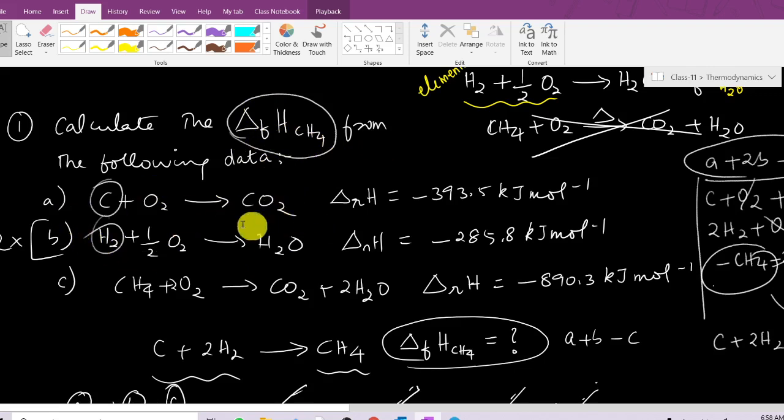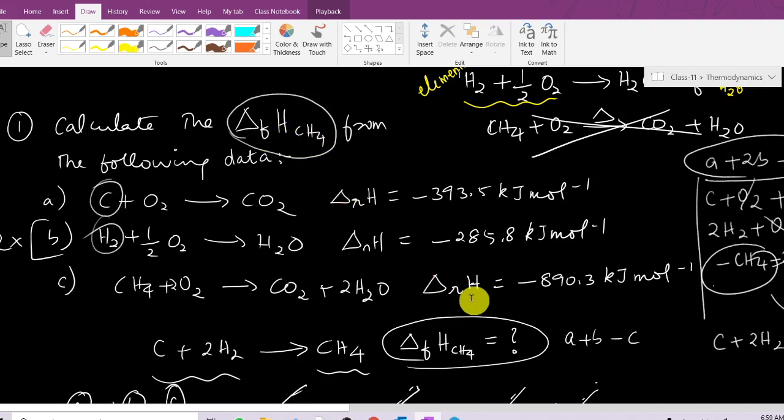So they'll give you some equations like this. First reaction A: C plus O2 gives CO2. The enthalpy change associated with this reaction is minus 393.5 kilojoules per mole. And the second reaction, H2 plus half O2 gives H2O. The enthalpy change associated with this reaction is minus 285.8 kilojoules per mole. Then the third reaction is methane plus 2O2 gives CO2 plus 2H2O. The enthalpy change associated with this reaction is minus 890.3 kilojoules per mole. So from these three data you have to calculate the enthalpy of formation of methane.